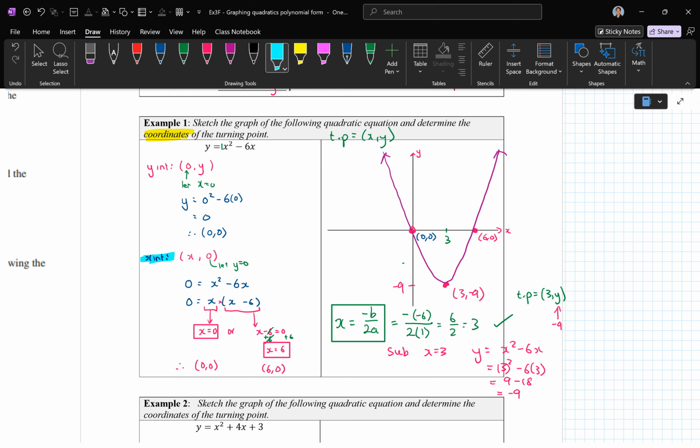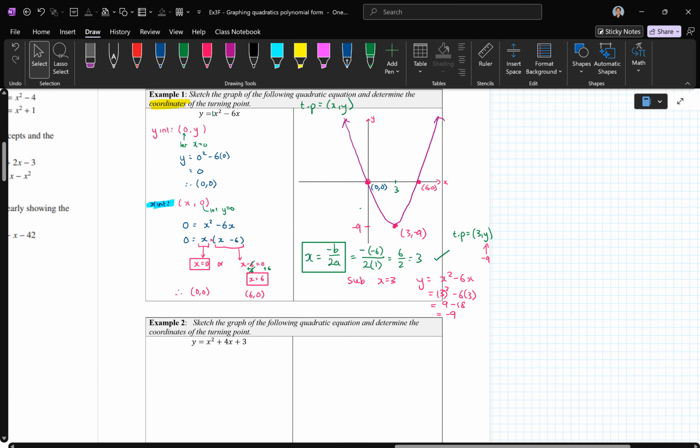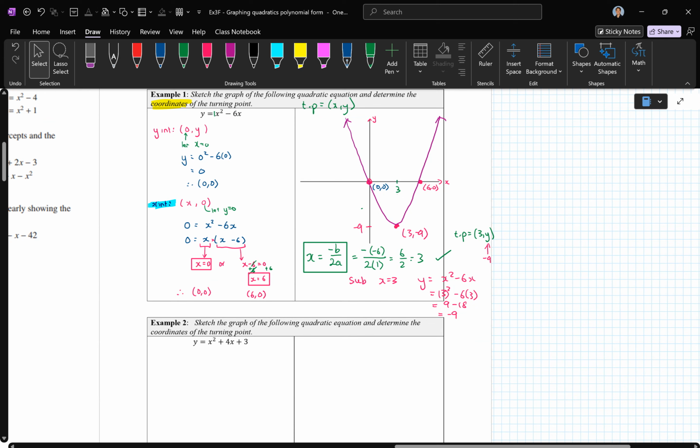Every one of you should be able to find the y-intercept, and every one of you should be able to find the turning point just simply using a formula. But if you learned completing the square, you could get to the turning point very quickly, and if you know all your factorizing skills, you can get the x-intercept quickly. Okay? All right. Let's have a look at the second example. So I'm just going to leave that roughly there so you can see.